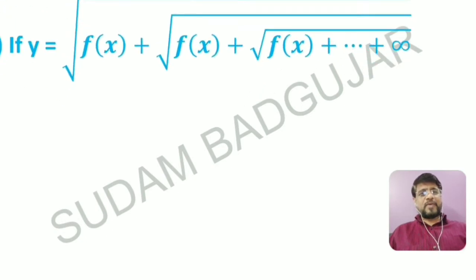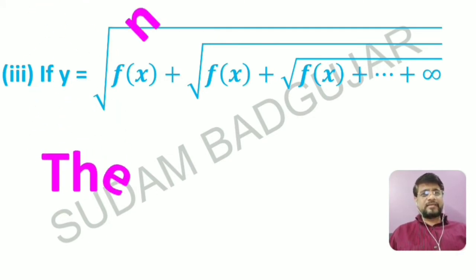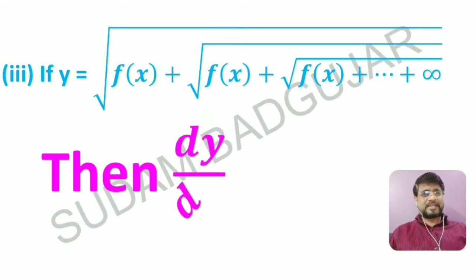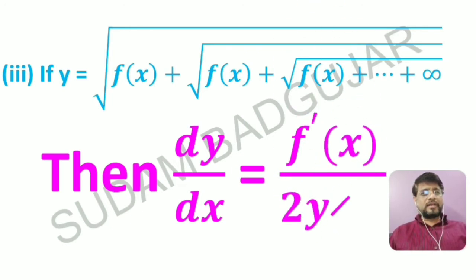And the secret of these examples is, if y is equal to under root of f of x plus under root of f of x plus under root of f of x up to infinity, means an infinite series is there, then dy by dx is derivative of f of x upon 2y minus 1. That's it. You must remember this formula. Whatever may be the function inside the under root, you have to write its derivative as the numerator and 2y minus 1 as the denominator. This is a very important formula. You will get the final answer in 3 seconds.